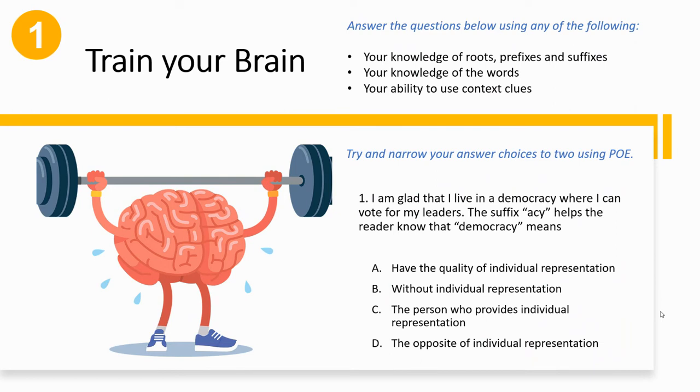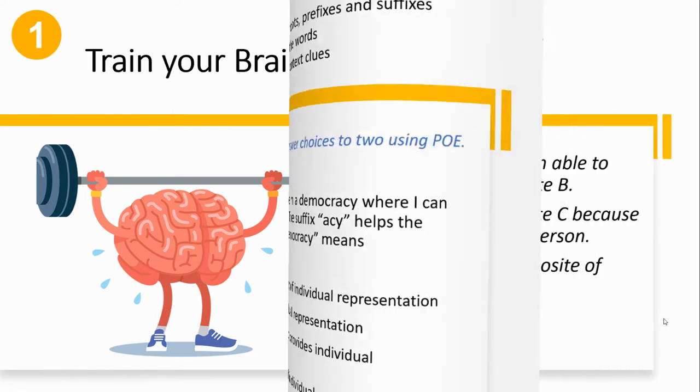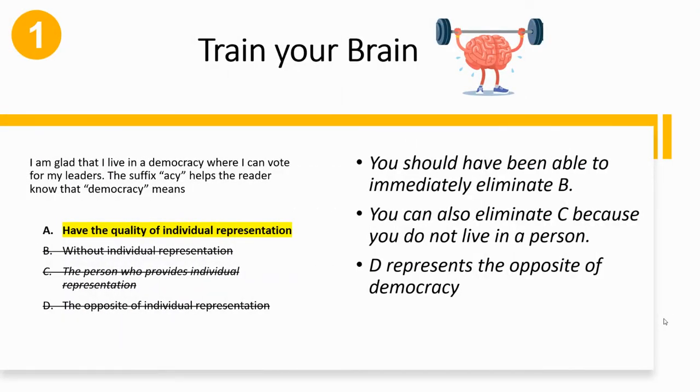So, I am glad that I live in a democracy where I can vote for my leaders. The suffix -cy or -acy helps the reader know that democracy means: A, have the quality of individual representation; B, without individual representation; C, the person who provides individual representation; or D, the opposite of individual representation. You should have been able to immediately eliminate B. You can also eliminate C because you do not live in a person, and D represents the opposite of democracy. So it should be A, have the quality of individual representation.